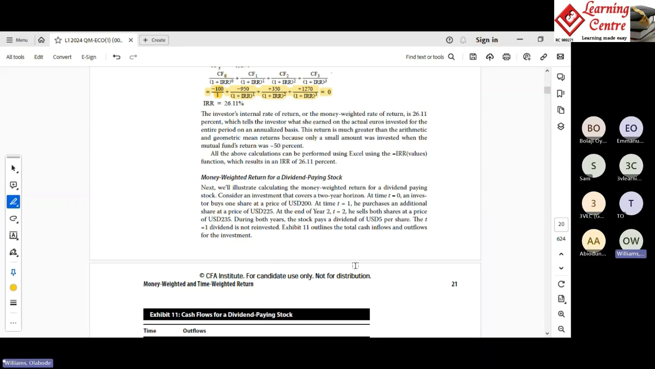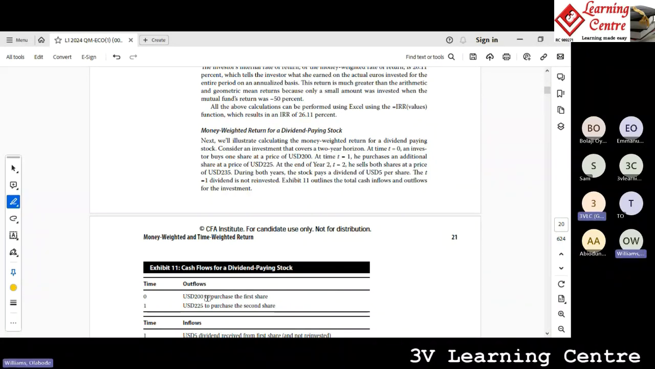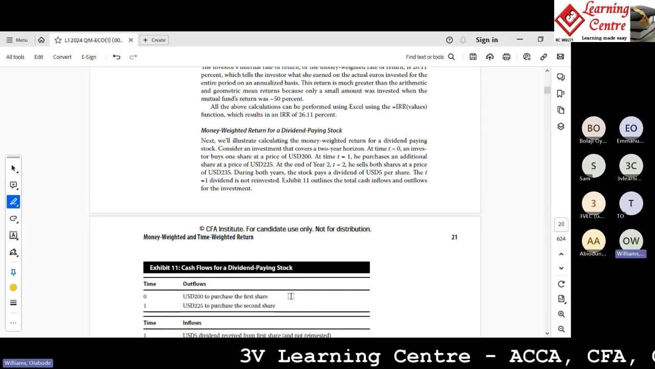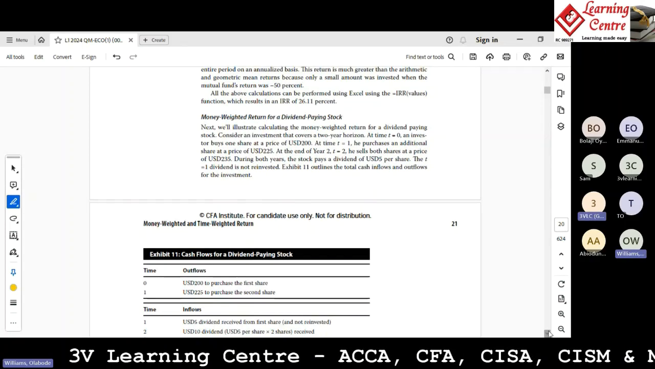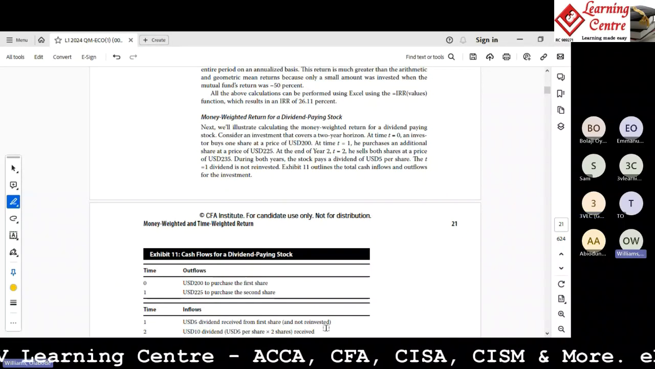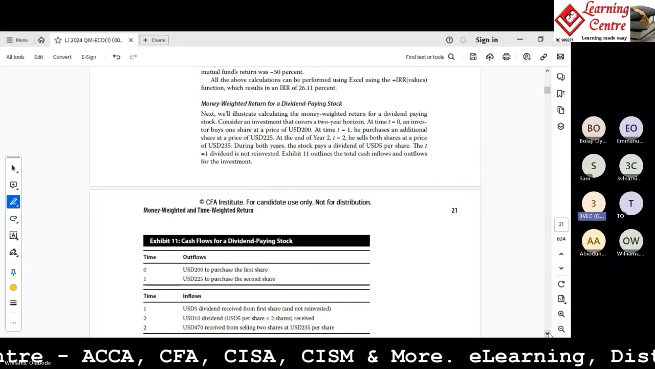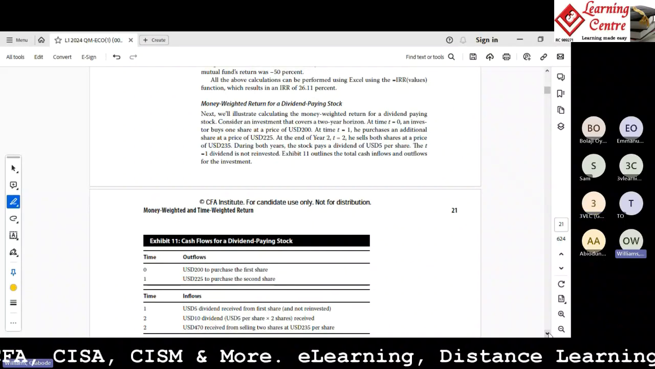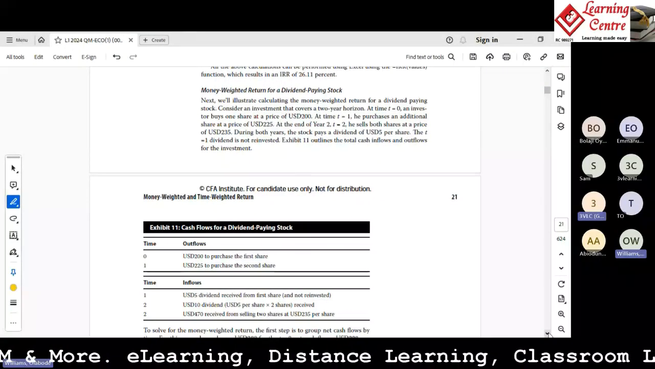Now let's see how the cash flow table was set up. In time T0, 200 outflow, 200 to purchase the first share. In T1, you purchased an additional share, which is 225. Both are outflows because money left you. In T1, a dividend was paid, which means money came to you. Therefore, that is an inflow, and it happened in T1.